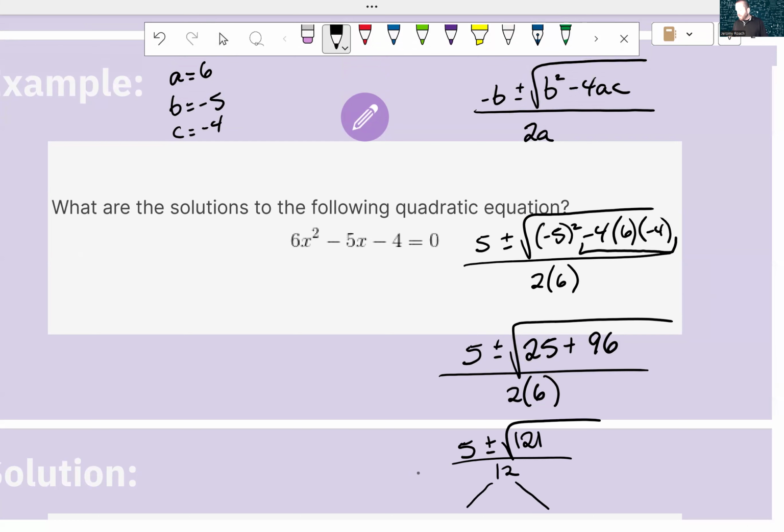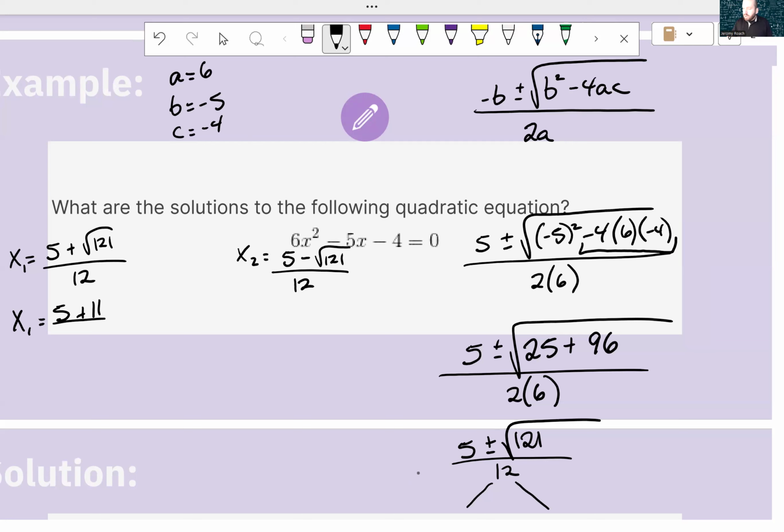And I like to write 2 arrows like that for my 2 answers. We're running out of room here, so I'm just going to write the answers over here now. I'll put x1 for our first one and x2 for our second answer. So for x1, it is going to be 5 plus the square root of 121, all divided by 12. And for x2, it's going to be 5 minus the square root of 121, all divided by 12. So for x1, this is 5 plus the square root of 121, which is 11, all divided by 12.